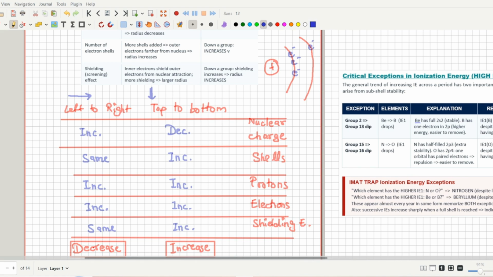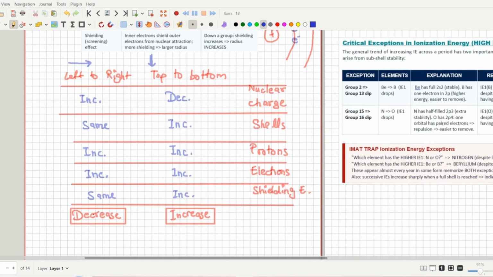The number of protons and electrons, both of them will increase, and they don't actually affect the atomic radius that much, because if there is one proton, then there will also be one electron, so they will cancel out the effect of each other and they won't contribute to the atomic radius that much, because proton and electrons are positive and negative and they will cancel out the effect of each other.